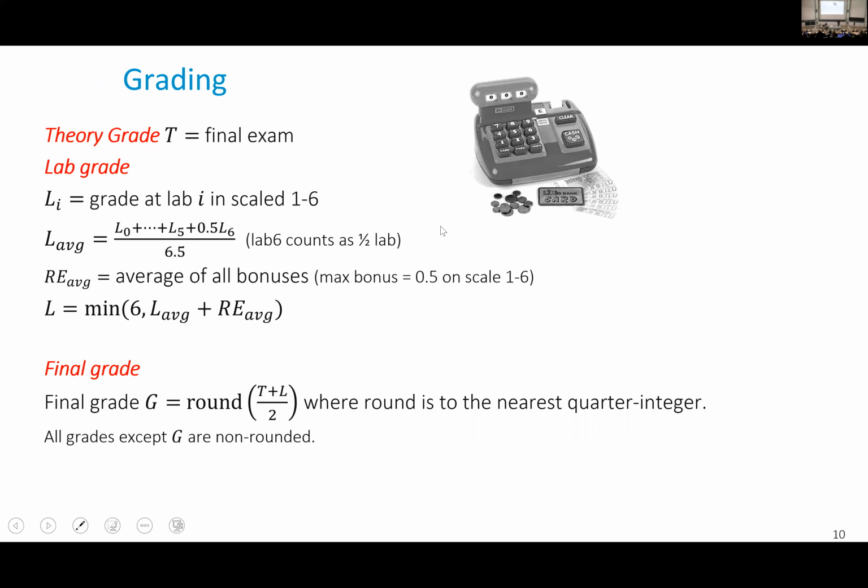The grading gives equal weight to the theory, that means the exam, and the labs. And the labs are weighted by their duration. The last lab is a bit shorter, so it has a weight that is half. And the research exercise bonus is added to that, but of course cannot make the grade exceed the max.